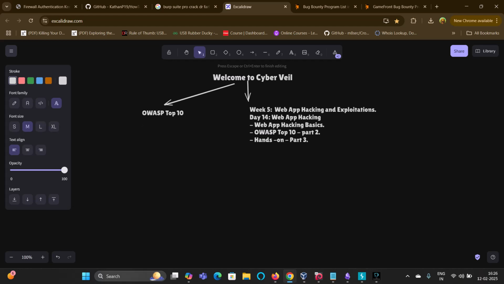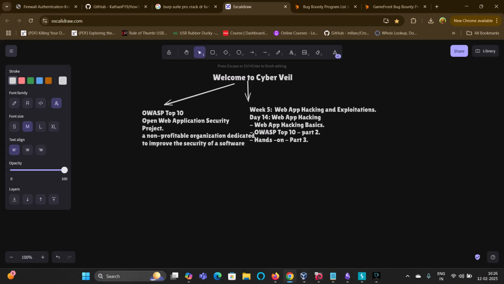So OWASP stands for Open Web Application Security Project. I'm very bad with full forms sometimes. And why do we need this? Firstly, it is a non-profit organization dedicated to improving the security of software.